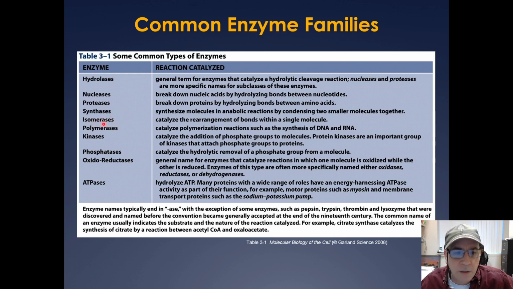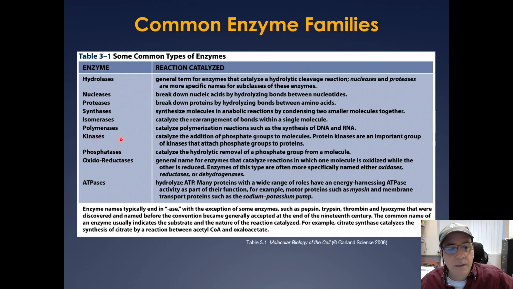Isomerases, we already saw one in the first part of today's lecture, protein disulfide isomerase. These form bonds within a single molecule, right? So PDI helps form the disulfides in the secretory pathway. We've seen polymerases, which are involved in synthesizing DNA and RNA. When we look at DNA and RNA polymerase, we'll learn a lot more about these.